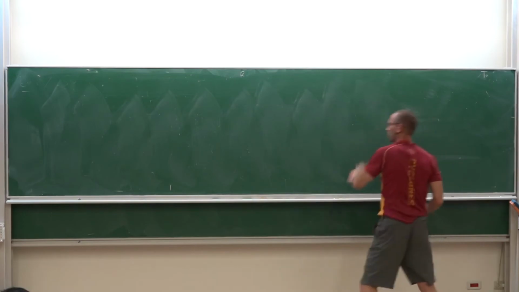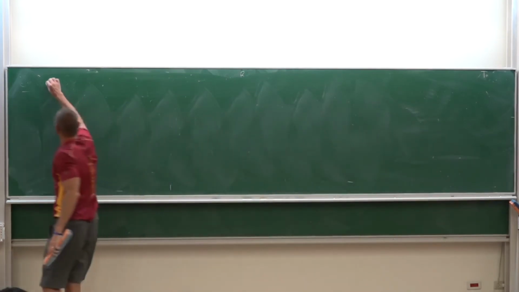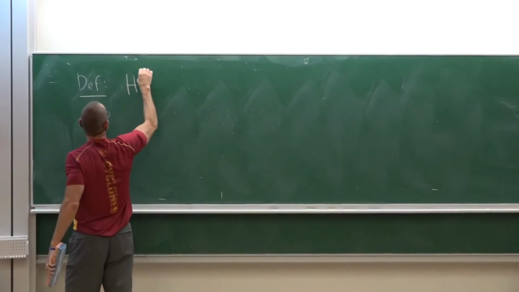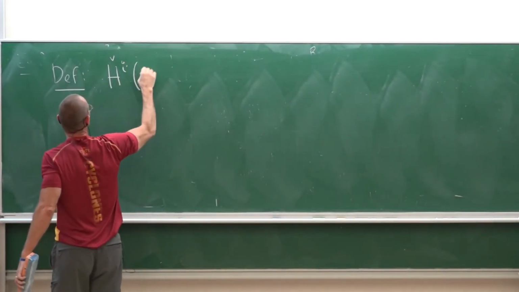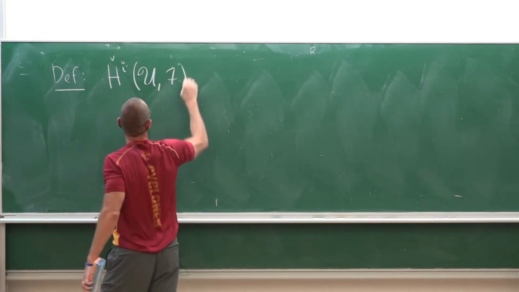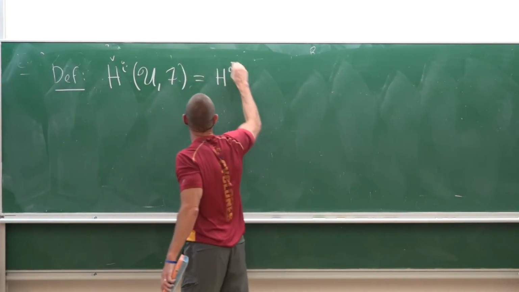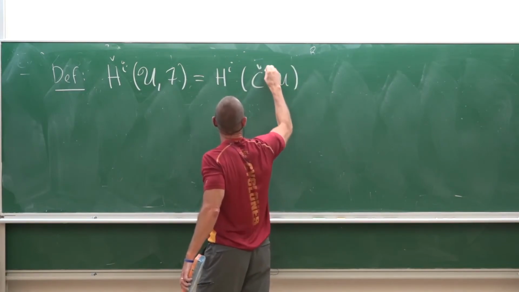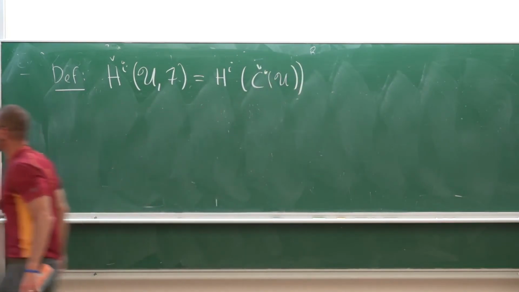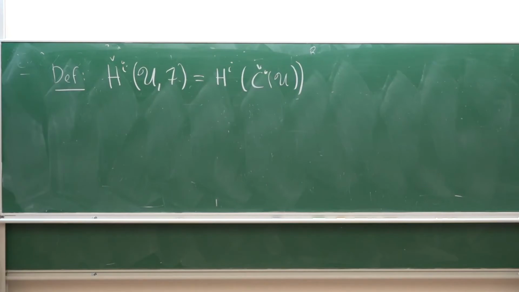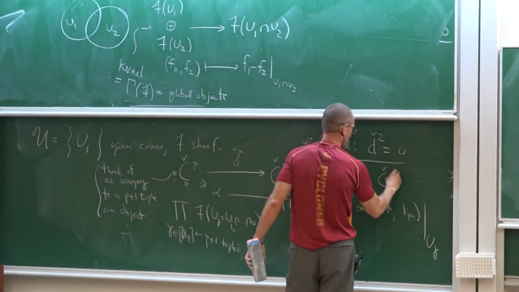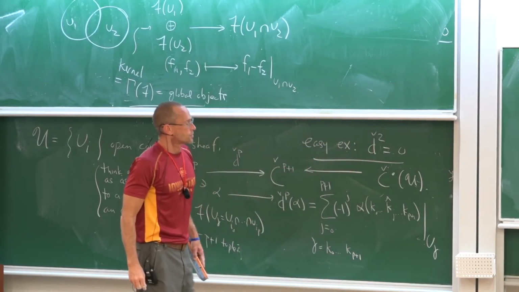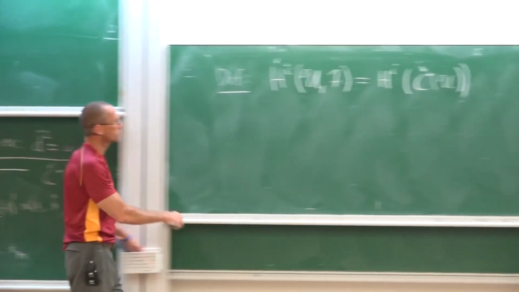So, definition: H^i check of a cover in a sheaf is equal to H^i of the check complex of U. All right, so, bad news. That's a definition.